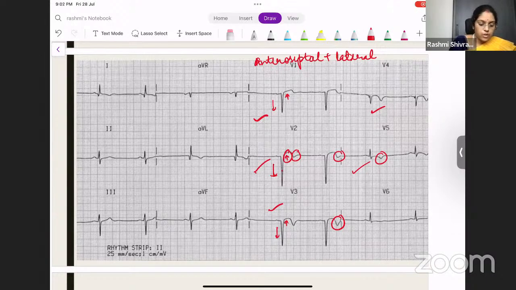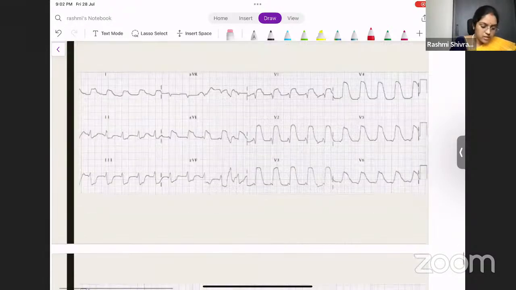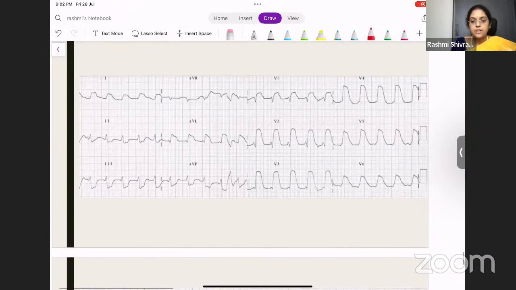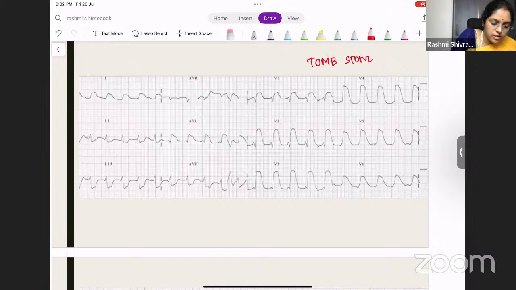Okay, so this is an older anteroseptal or lateral wall MI. Okay, next. This is a very characteristic, spotter kind of ECG that you should find out. What is this? This is called tombstoning. This is like a tombstone, isn't it? So this is tombstoning in the ECG.